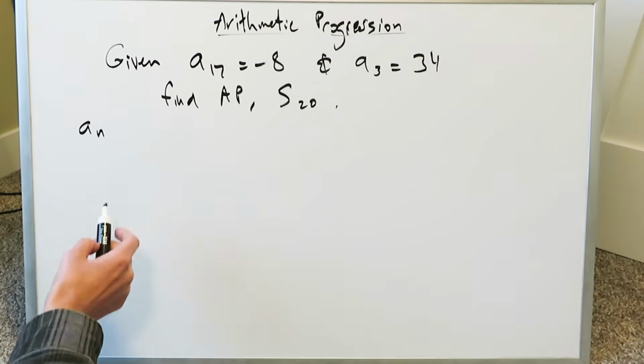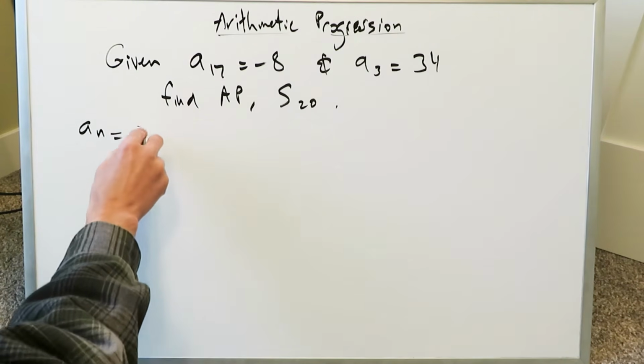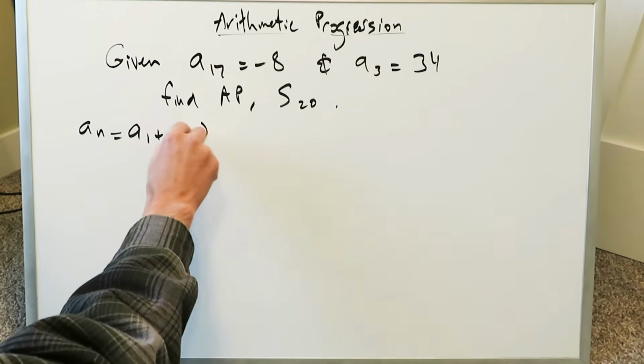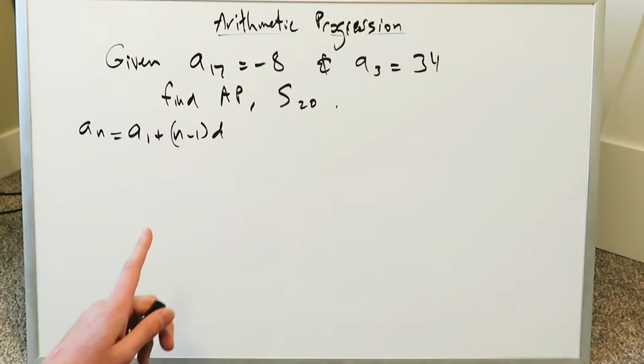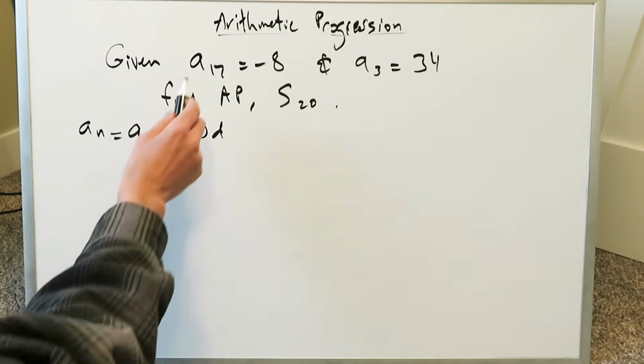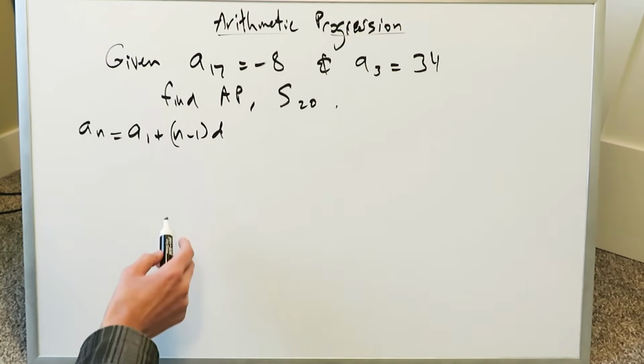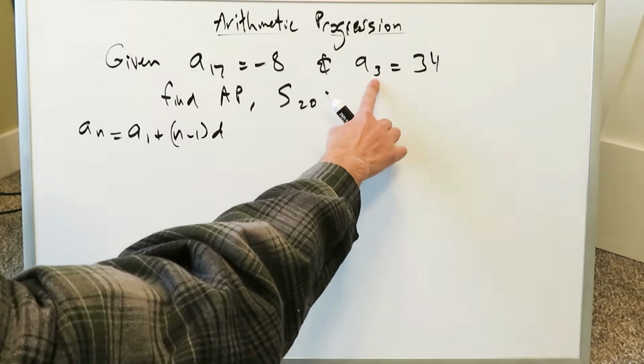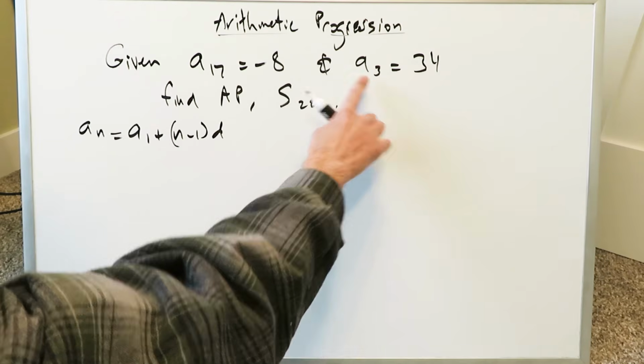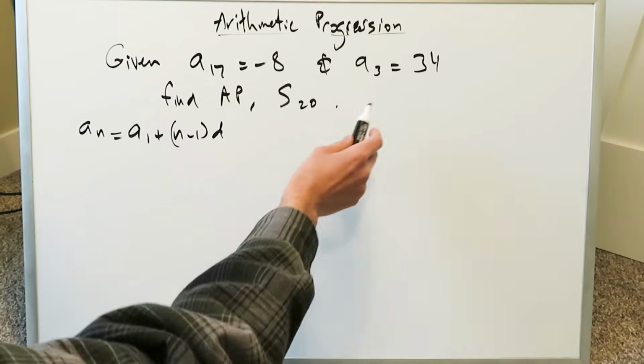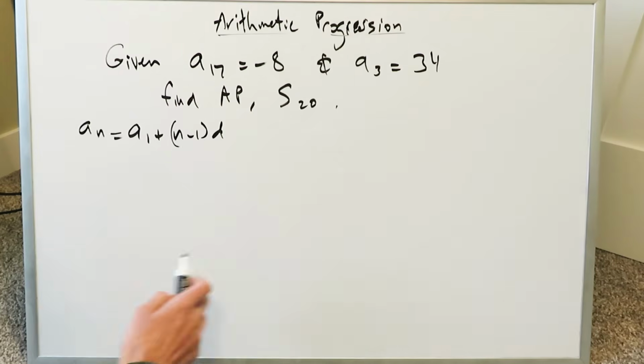You're given an values. We have an in terms of a formula as a1 plus n minus 1 times d. We're given two separate instances of these an values. We have a17 and we have a3. This would come first in terms of the series because this is the third value. This would come second. So we can use these values here and come up with something.